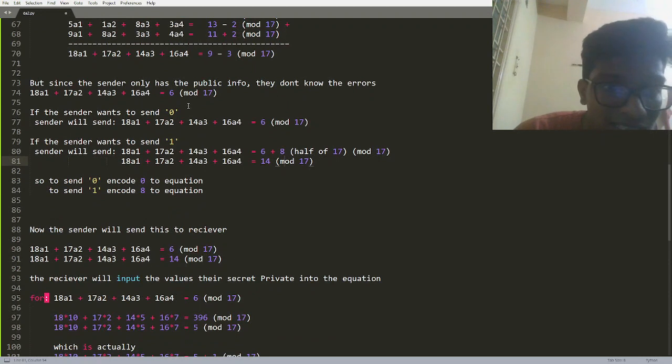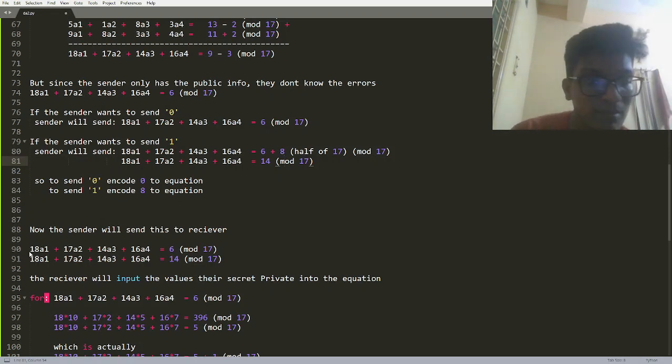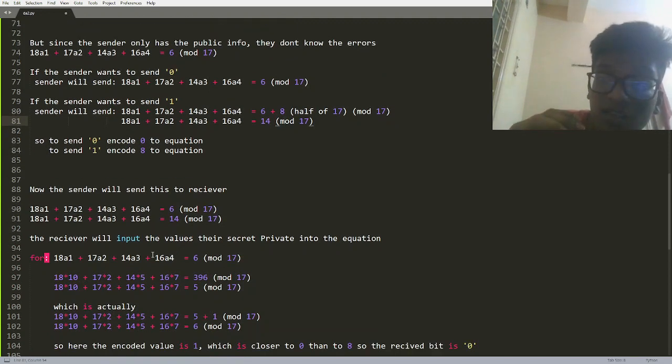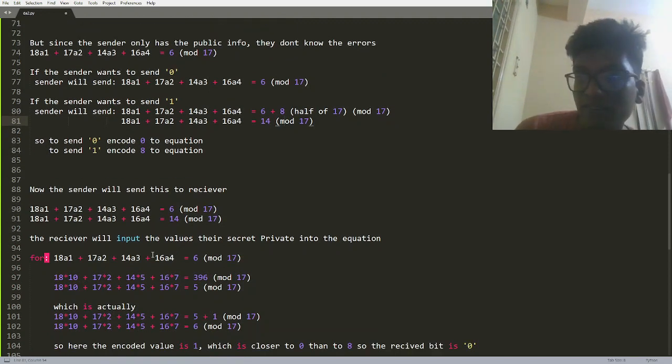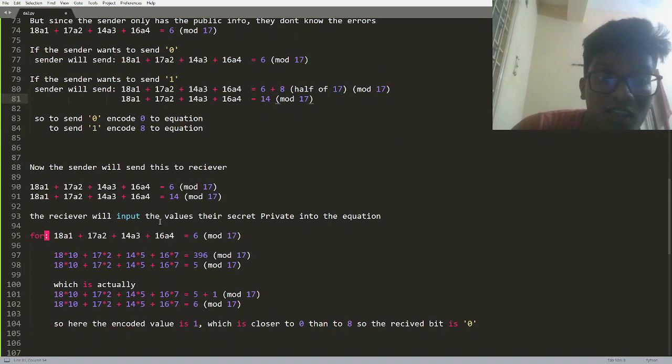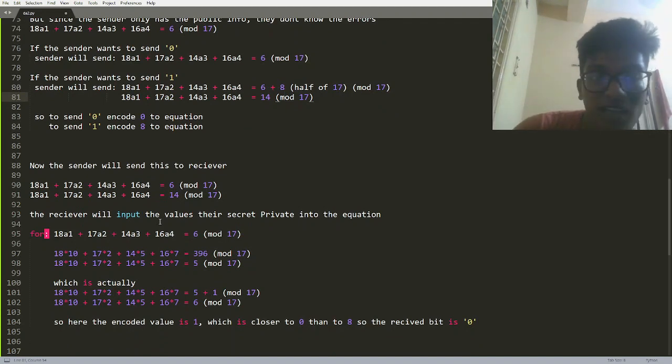So imagine, for 0 he sends this equation, for 1 he is sending this equation. So as a receiver, I am receiving these two equations. Now what I will do, I have my private keys, and what we have known, the private keys were the solutions for these equations. So I will input my private keys into these equations.